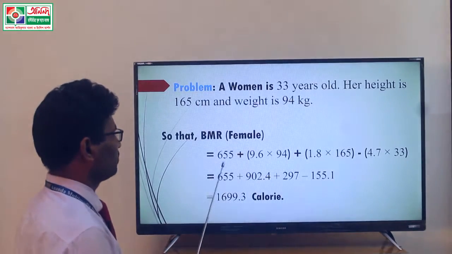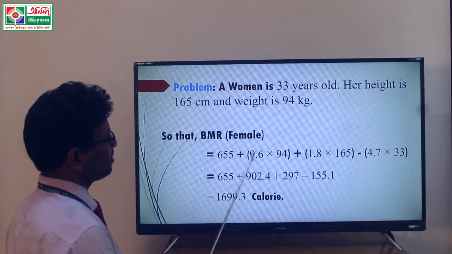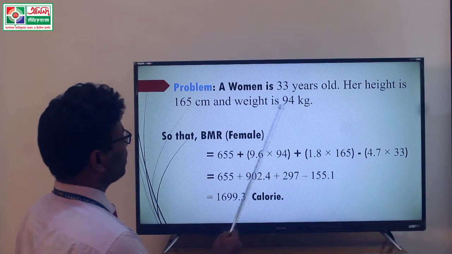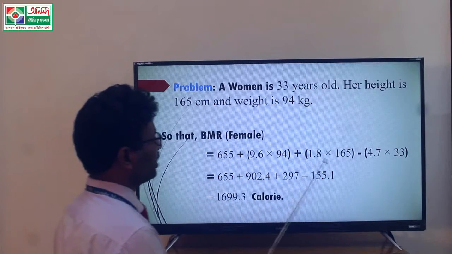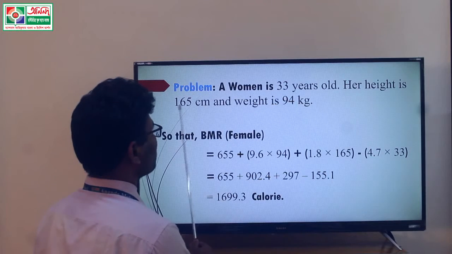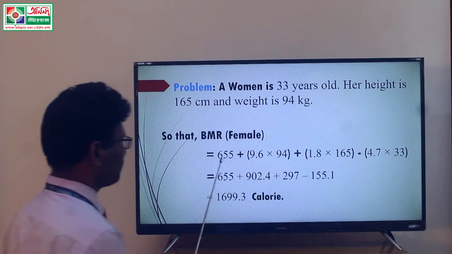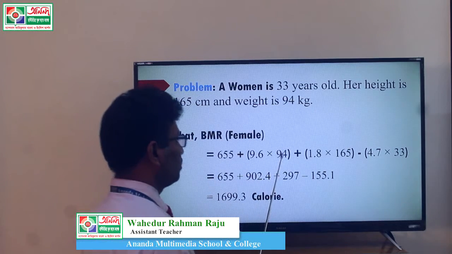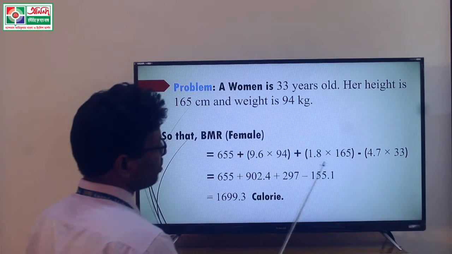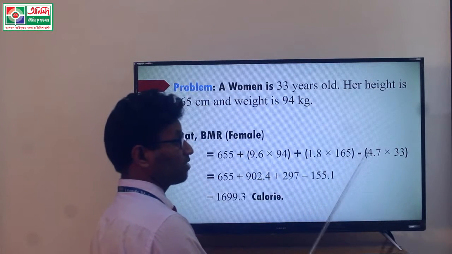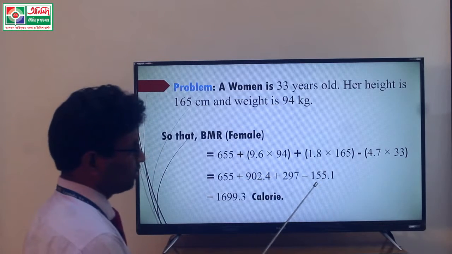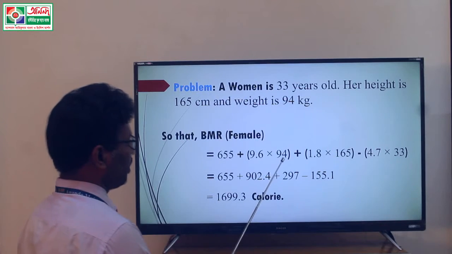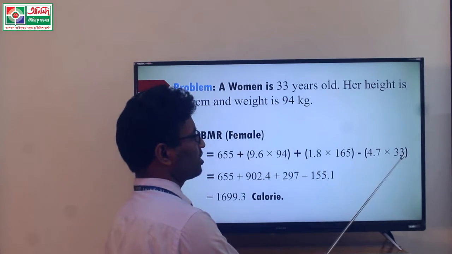So BMR female equals 655 plus 9.6 into 94, because 94 is the weight in kg. On the other hand, 1.8 into 165 centimeter, this is the height. We know the formula of BMR of female: 655 plus 9.6 into weight expressed in kg plus 1.8 into height expressed in centimeter minus 4.7 into age expressed in year. That means this is the weight, this is height, and this is age in year.